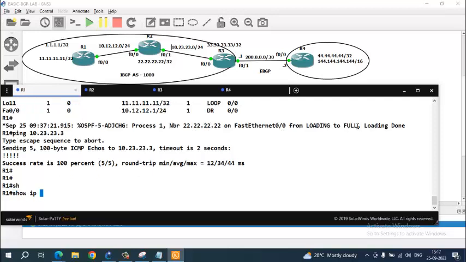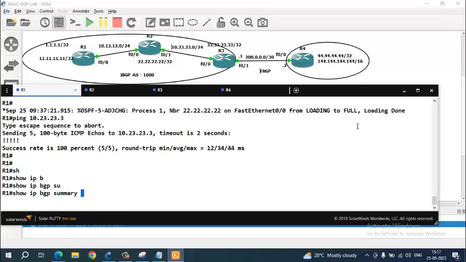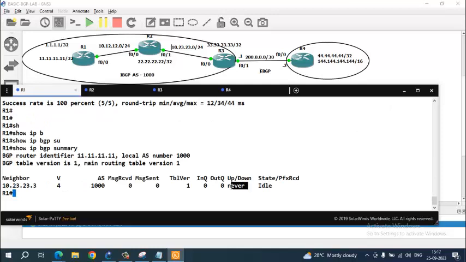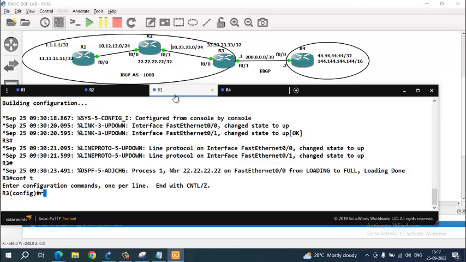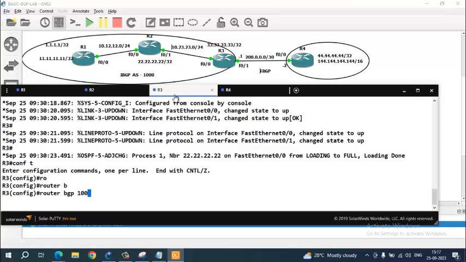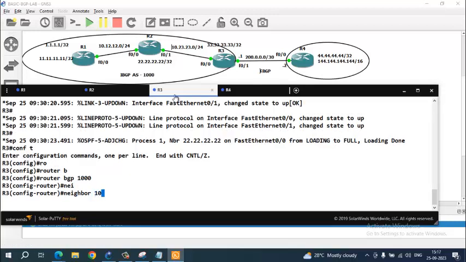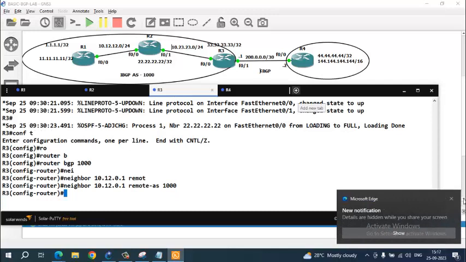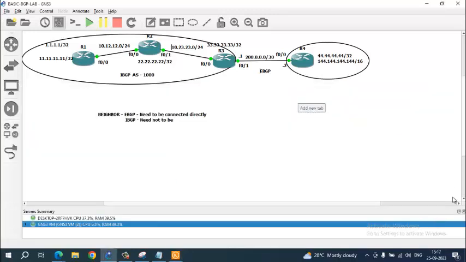Show IP BGP summary is the command to check whether the neighbor is up or not. If you see here, the neighbor has never come up. Let's go to router 3 and configure. Router BGP 1000. Neighbor 10.12.0.1, remote AS 1000. Now you will see the neighbor coming up shortly.